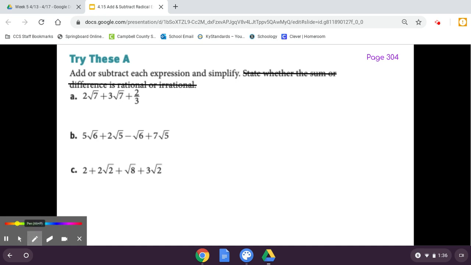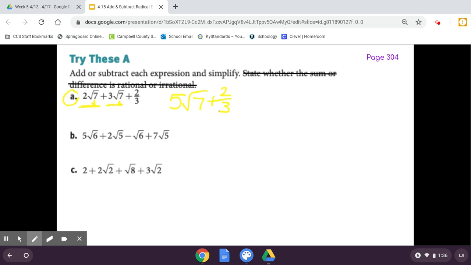So we are adding for A. It's very easy with these radicals. If they have the same number underneath the radical, then you can just add them together. So you have 2 square roots of 7. You have 3 square roots of 7. So that's 5 square roots of 7, plus that 2/3 on the outside you can't do anything with.